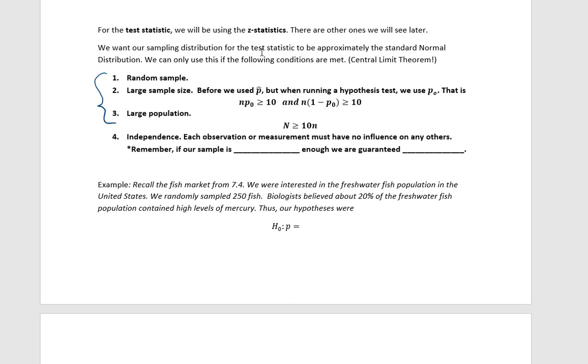These are conditions you've seen before: you have a random sample, large population, large sample. The other thing is that you want independence, which means you want each observation or measurement to not influence the other one. The good thing is that usually if our sample is random enough, then we're usually guaranteed independence. Something that would mess this up would be if you had people taking a survey in front of each other and they could see each other's answers. Maybe they're not going to answer as unbiasedly as they would otherwise.